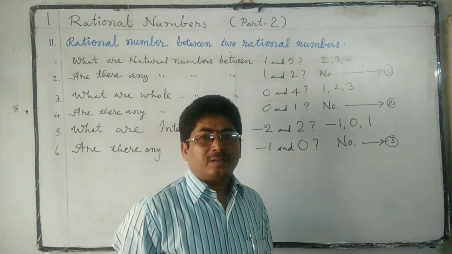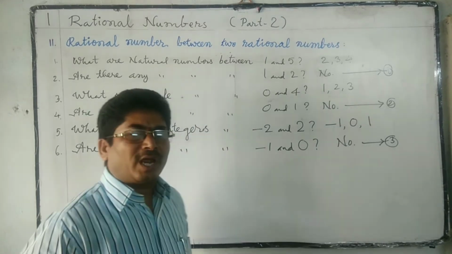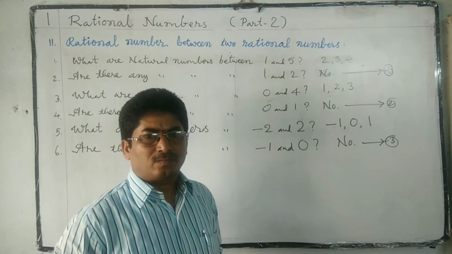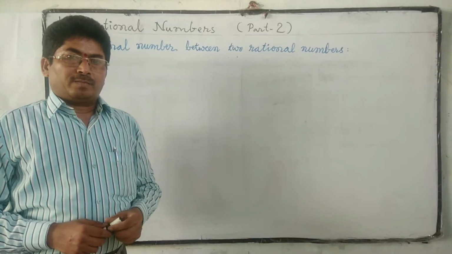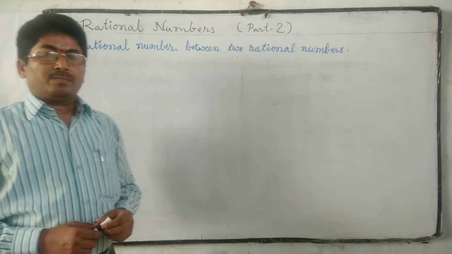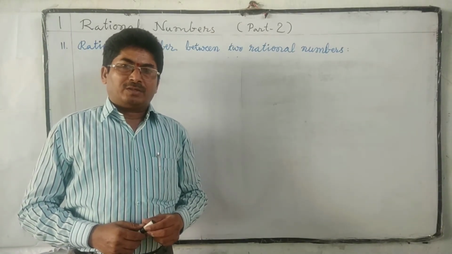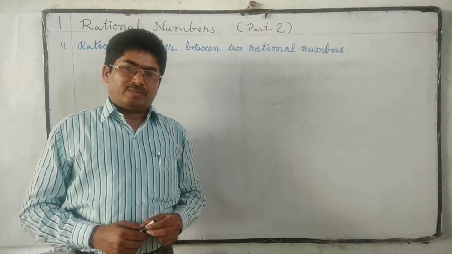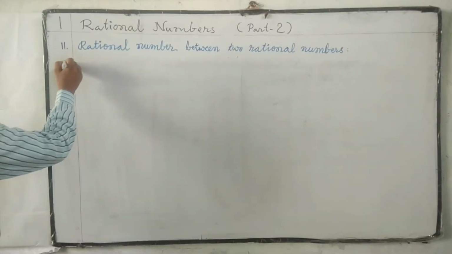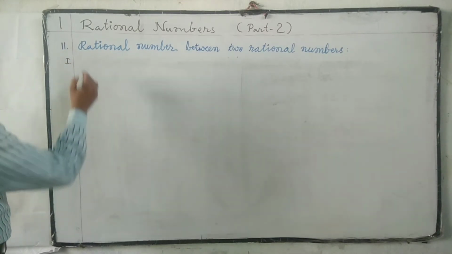But we can find rational numbers between any two rational numbers or any two numbers. There are two methods to find a rational number between two rational numbers. Method 1, mean method. Second one, simple method or easy method. Let us see one by one. Mean method.